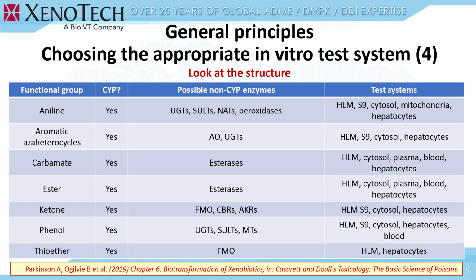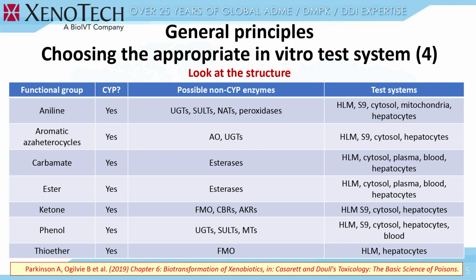And looking a little further, you can see that all of the functional groups can be metabolized by cytochrome P450 enzymes, but also by other possible non-CYP enzymes as well. And I should note that some of these different enzymes are present at higher levels in extrahepatic tissue. So for example, some esterases may be in plasma, and some esterases may only be found in blood. So again, it can be important to distinguish between these two and maybe run these tests in both or multiple test systems.